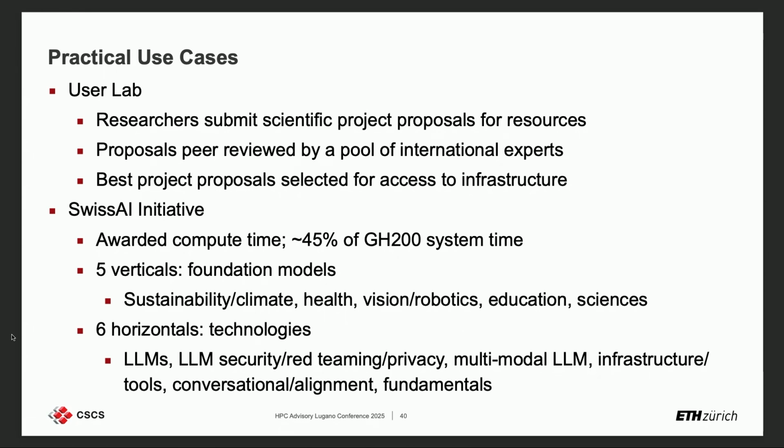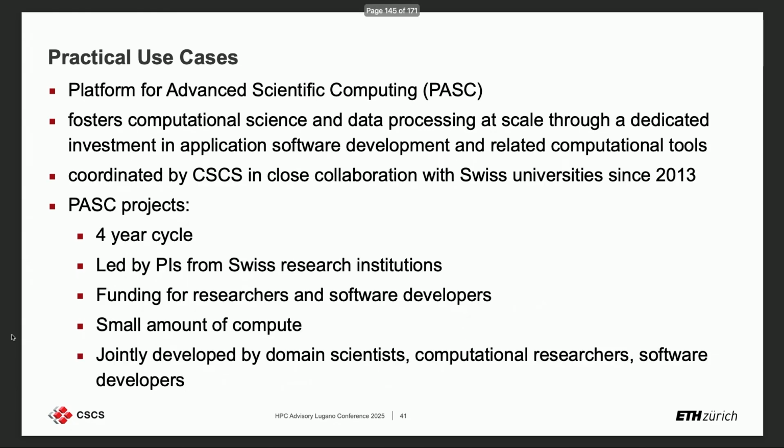We have the user lab, where researchers submit scientific project proposals for resources, and these then get peer reviewed. Again, we need to see what their projected needs on the system are. We have the Swiss AI initiative, which has been awarded compute time of around 45% of the GH200 system time. Again, it's good to know how efficiently the researchers can use the system. I will not talk about the verticals, but you've already seen that in Fozzy's talk, and you saw one of the verticals in Emmanuel's talk earlier today.